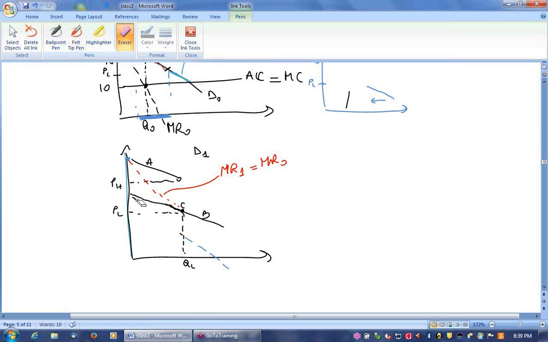Okay, so this is the trick I used. Now, what happens to point?